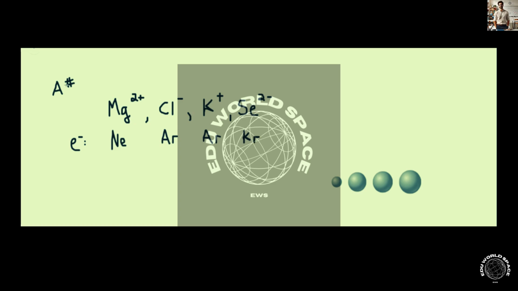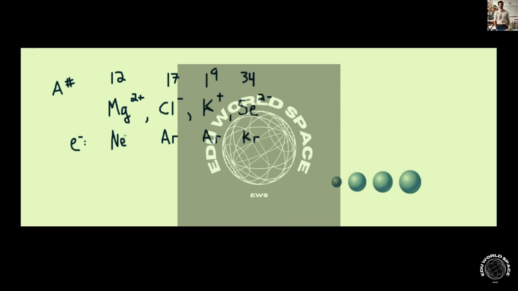Okay? And then I want to look at the atomic numbers of each of these. Magnesium is 12. Chlorine is 17. Potassium is 19. And selenium is 34. Okay.